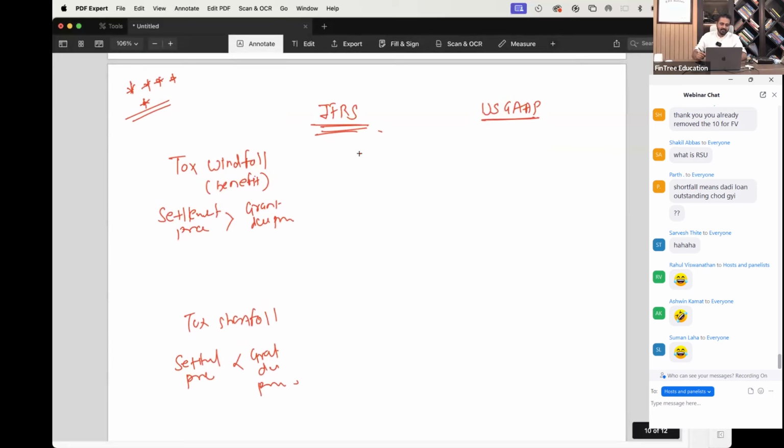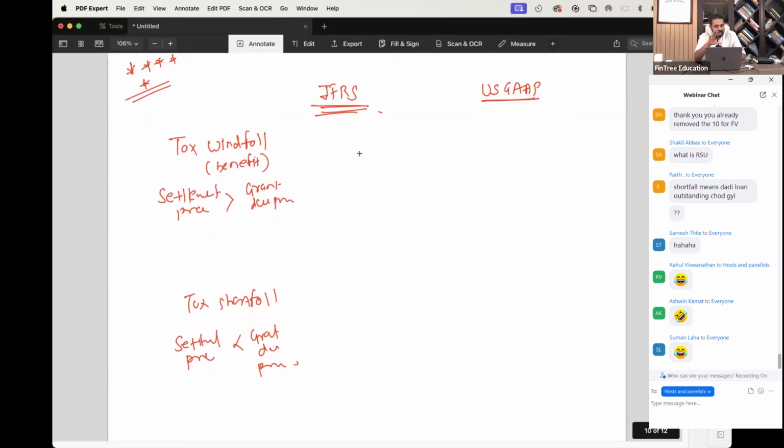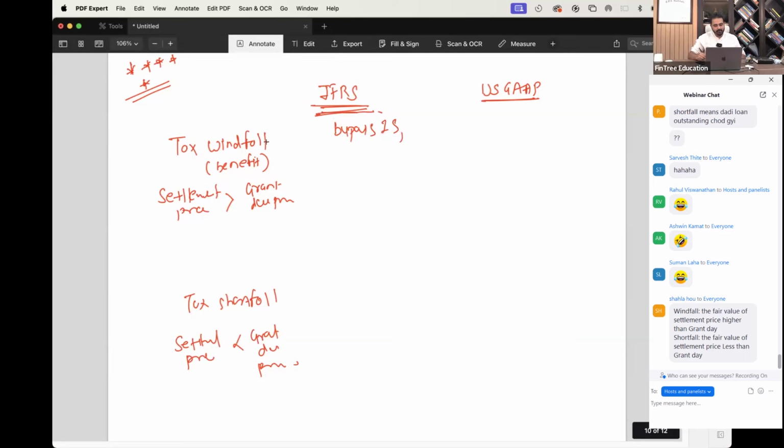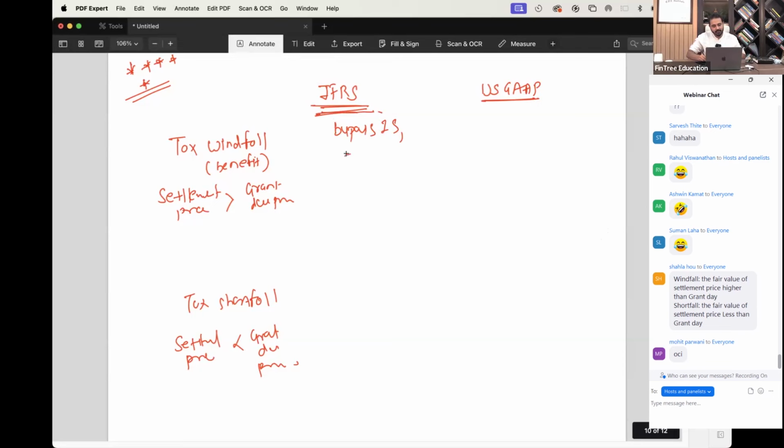Now, what IFRS says: you receive a tax benefit. Your tax cash payout has become low. Good for you, but you've not earned it. Your share price went up. That's a shareholder transaction. That is not the company's performance. It should not come on the income statement. So what IFRS recommends is you bypass P&L, you bypass the income statement, and all the benefit that you have got, you directly take to the equity section under OCI.